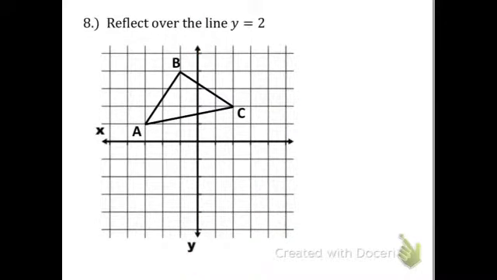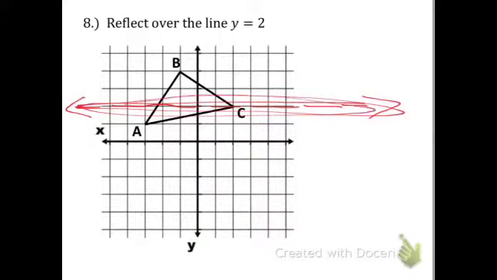Moving on to 8. If you're reflecting over the line y equals 2, draw that line. The line y equals 2 is actually right here. All the y values along this line are 2. The x's can change value, but the y has to be 2. And so that's why it's a horizontal line, even though it says y equals, and typically y is like a vertical issue. It's a horizontal line.